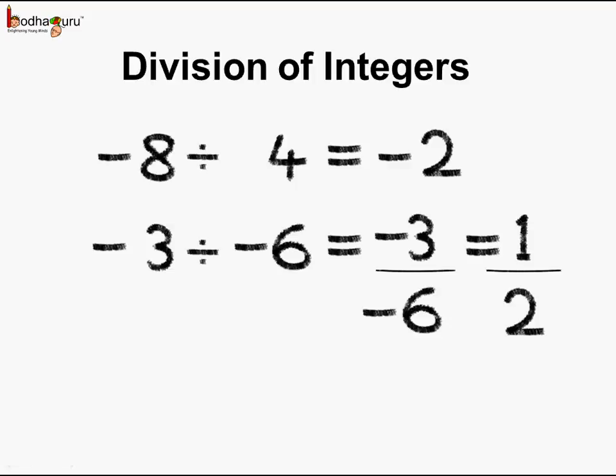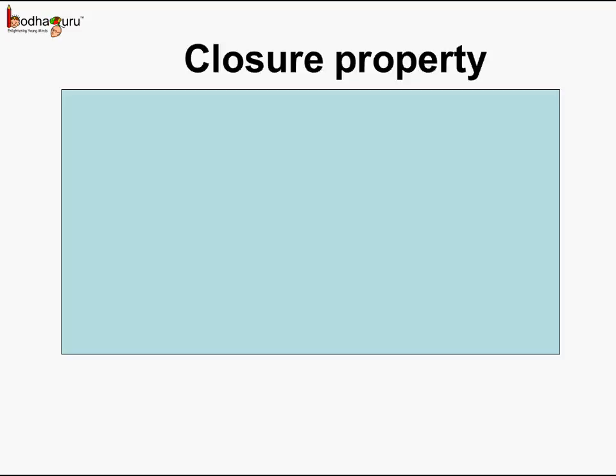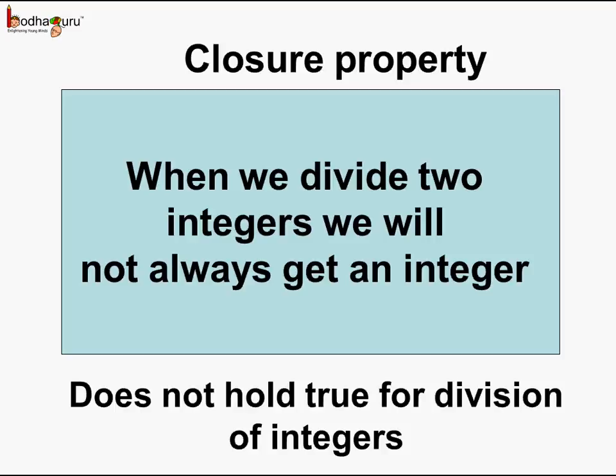Now here we see minus 2 is an integer, but 1 by 2 is not an integer. It is a fraction. So what do we see? The answer is not always an integer in case of division. This means the closure property does not hold true for division of integers. When we divide two integers, we will not always get an integer as the answer.